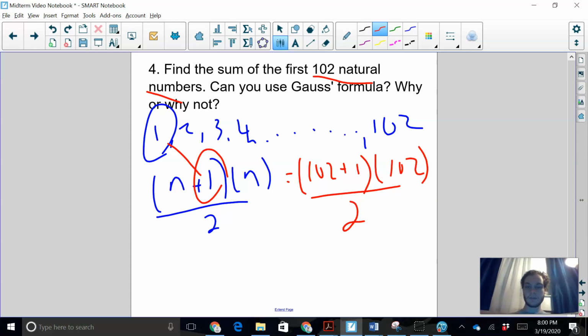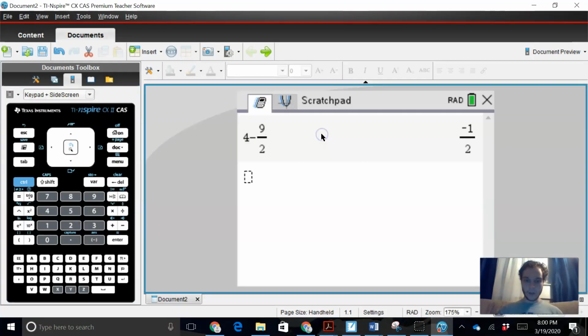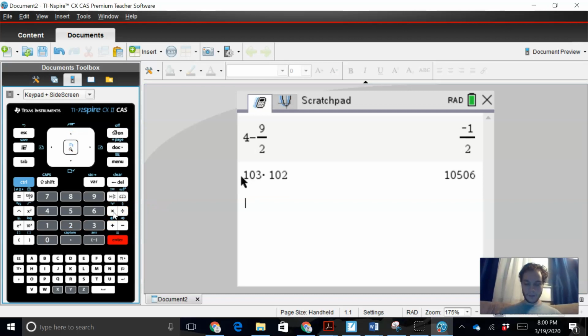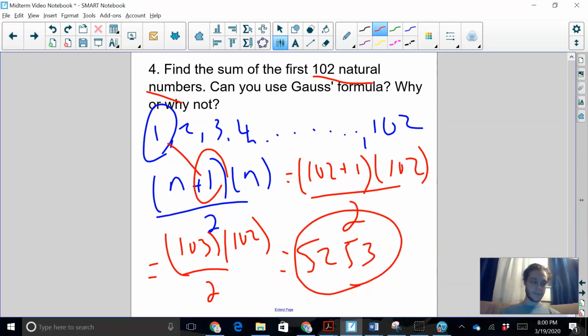So if I'm going to show all my work here, we have 103 times 102 divided by 2. Now I am going to go to the calculator here, and we will see 103 times 102 divided by 2 is 5253. So this means that this sum is 5,253. And this problem is solved.